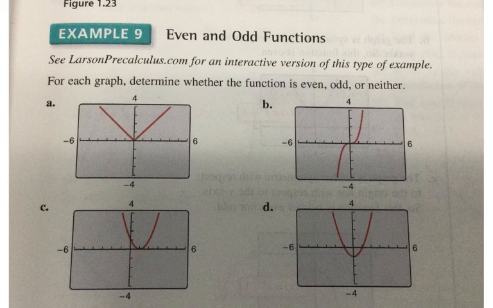Okay, so here we're going to look at these graphs and determine, are they even, odd, or neither? When I look at this one, does it have symmetry with respect to the y-axis? Symmetry with the y-axis, that is an even function. B part, does that have symmetry? It does with respect to the origin. So this one is an odd function.